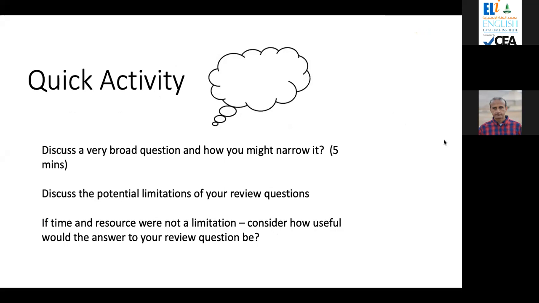So this is a quick activity: discuss a very broad question and how you might narrow it. If you could add something in the chat box, of course it needs time, but let's see if we could come up with any broad question, and then we could narrow it down a bit if possible. So let's take 1 minute, because we also need to be careful about time.